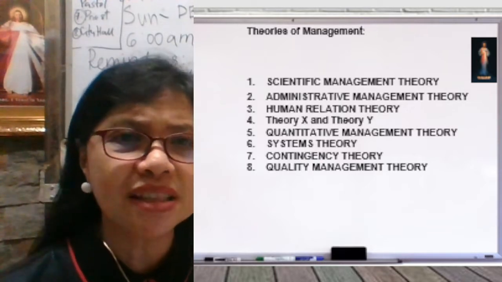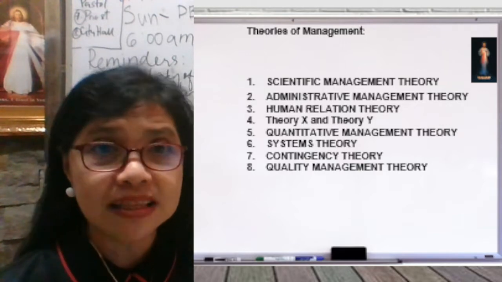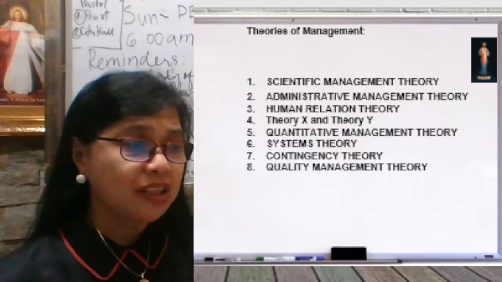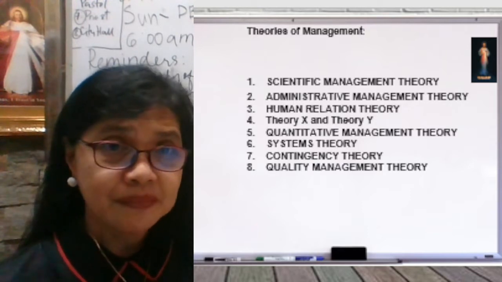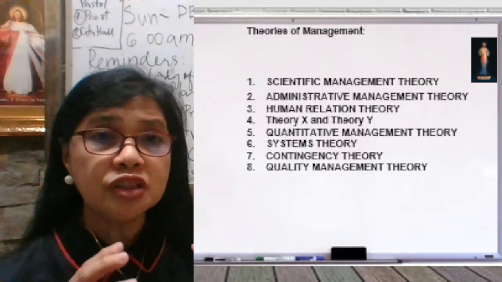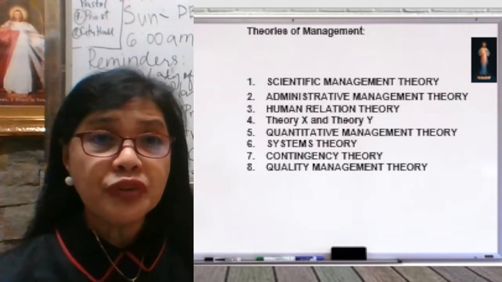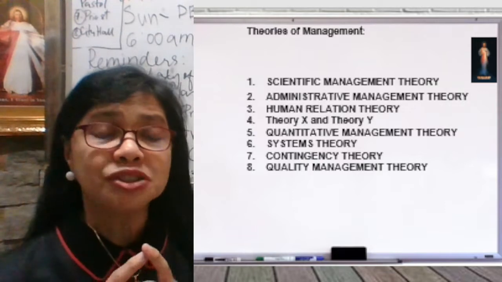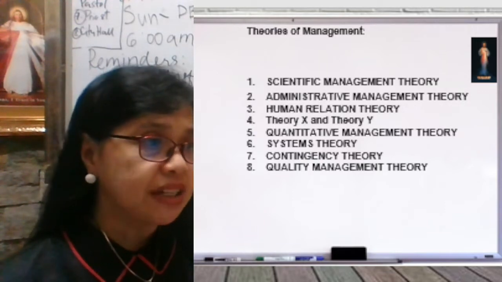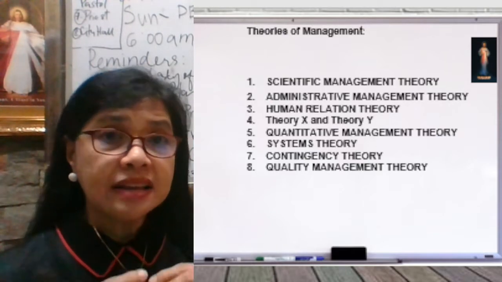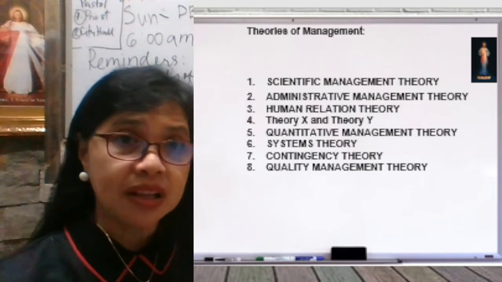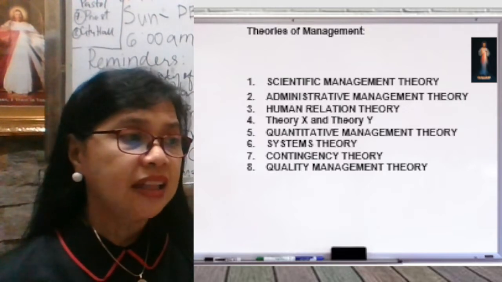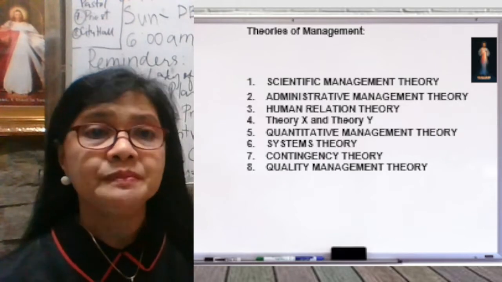So now let's start with the scientific management theory. When we speak of scientific management theory, it deals with the use of scientific principles and scientific methods in managing. They focused on the importance of improving labor in the production process. Their main focus was to increase efficiency, so that they would be able to increase the workers' production, and because of this, they would be able to increase also the production process, and it would give efficiency in the process.